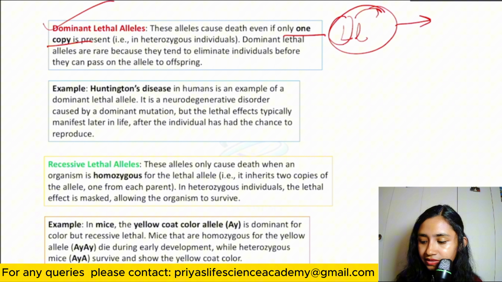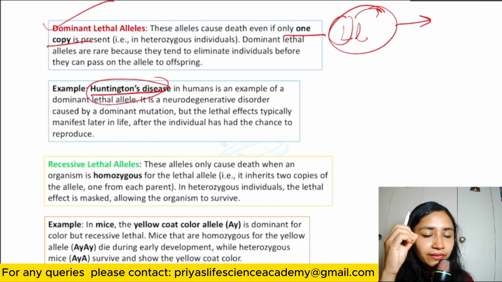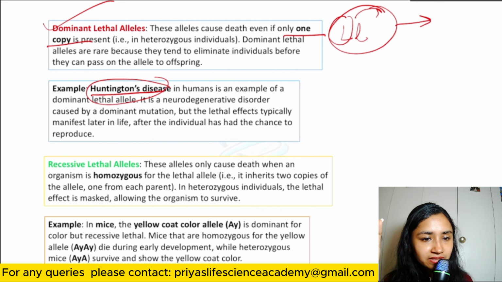Okay, an example is Huntington disease. It's very important. In humans, it is an example of a dominant lethal allele. It's a neurodegenerative disorder that is caused by a dominant mutation, but the lethal effects typically manifest later in life, after the individual has had the chance to reproduce, and at that time they notice that they have this lethal condition, that is Huntington's disease.